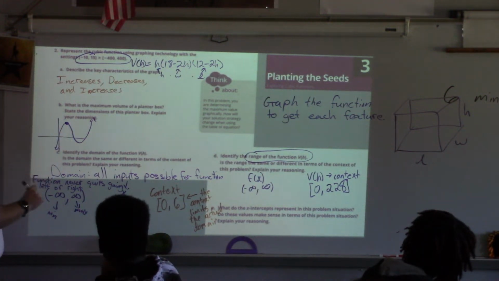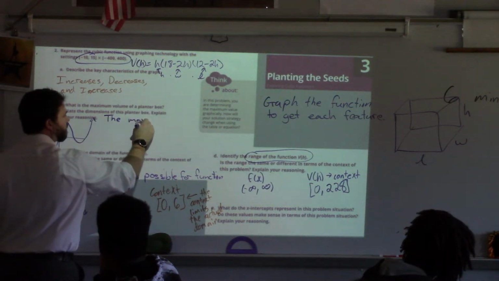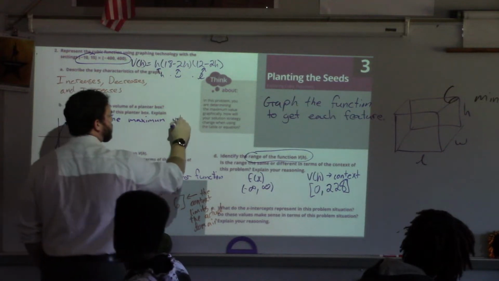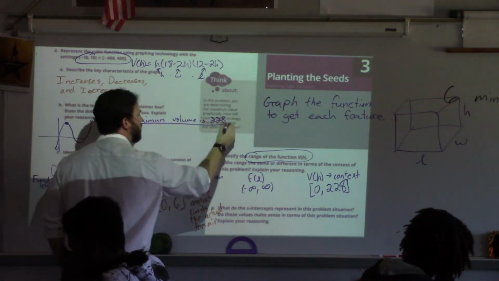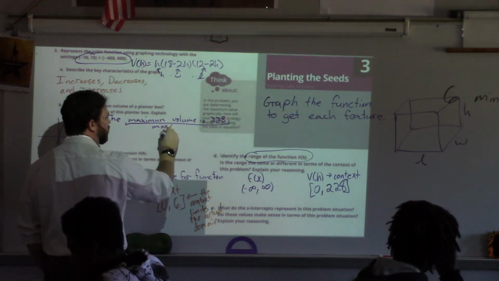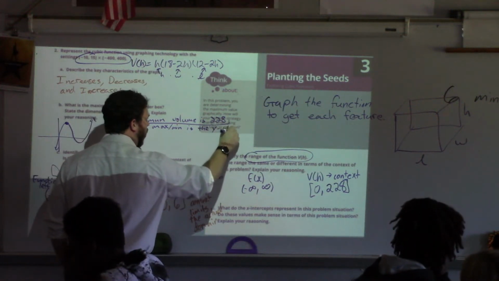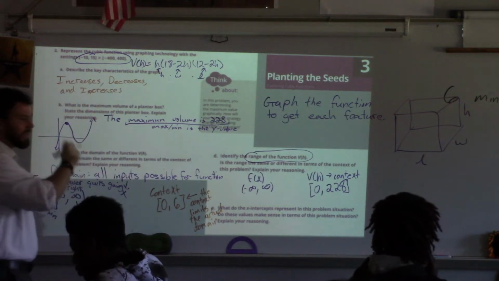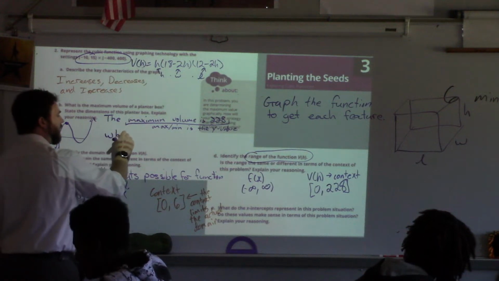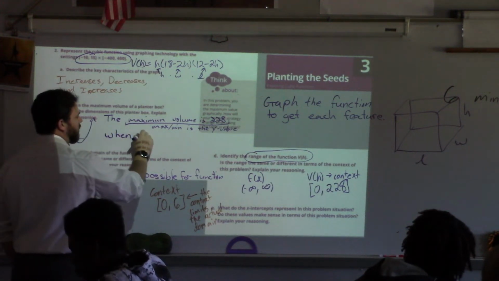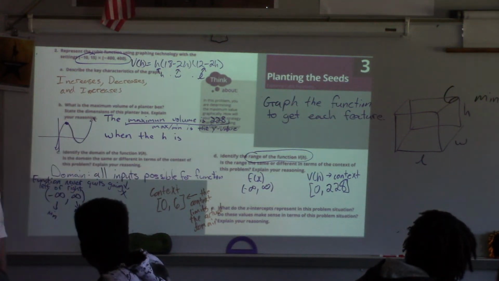Now, please pay attention to how I'm going to write this. The maximum volume is 228. Notice how the maximum, and you do this for min as well, is the y value. You always write it like that. The max or the min is that y value. It is this number, but then you identify the domain value for it. When the h is what? What was the x value for that maximum volume?